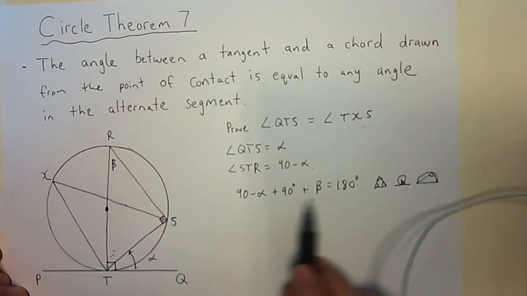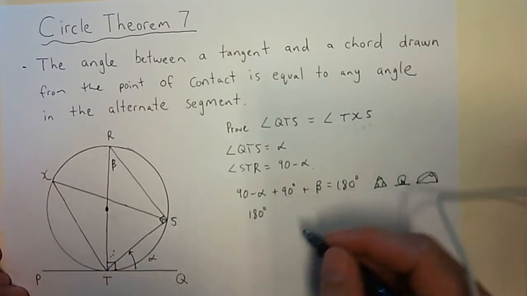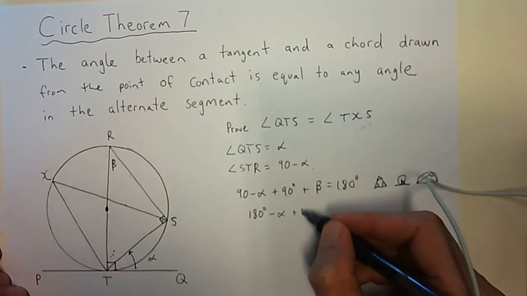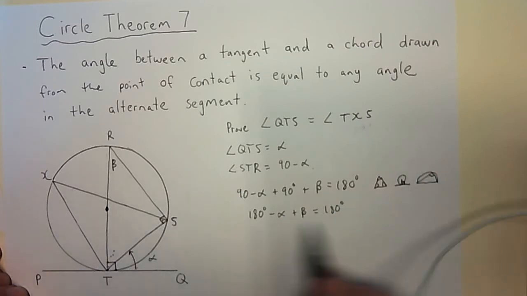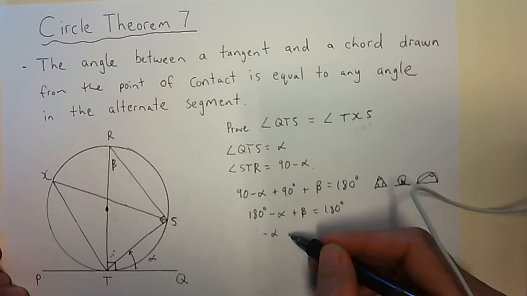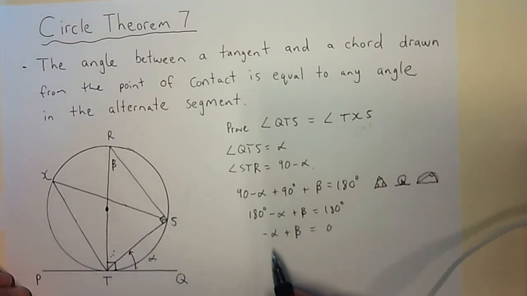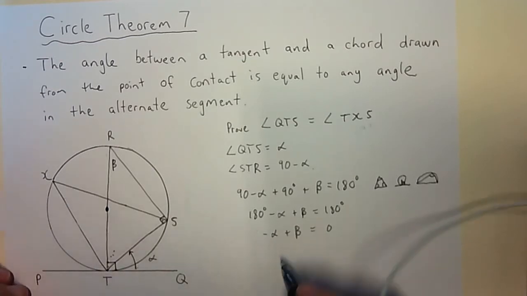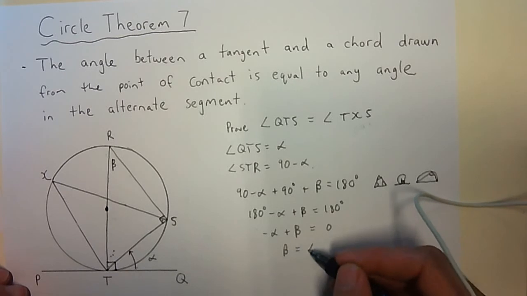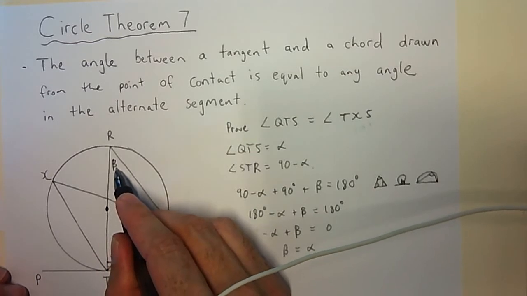Okay, let's solve this now. So I've got 90 degrees plus another 90 degrees. That's 180 degrees. Take away alpha plus beta is equal to 180 degrees. Now I'm going to subtract 180 degrees from both sides of the equation, so I end up with negative alpha plus beta is equal to 0. And then if I add alpha to both sides, I'll end up with beta is equal to alpha. So basically I've just shown that this angle here, alpha, is equal to that one there.